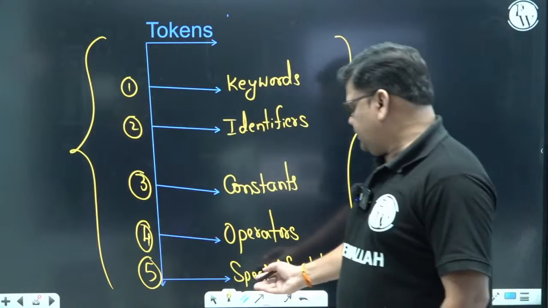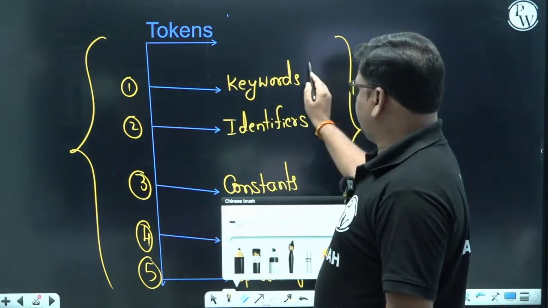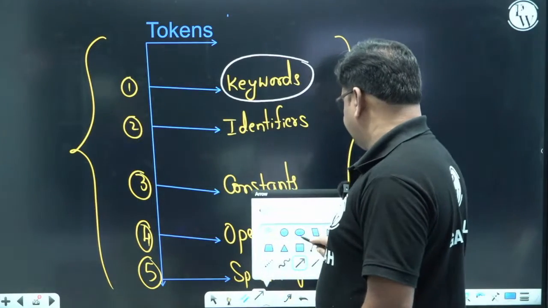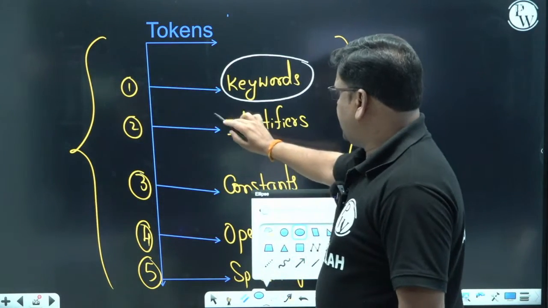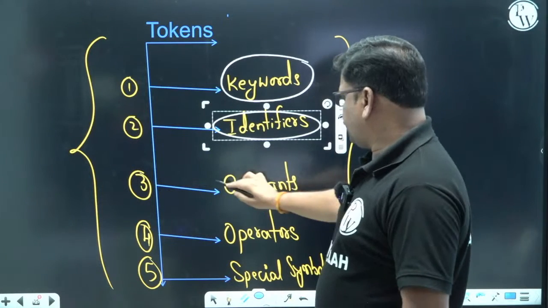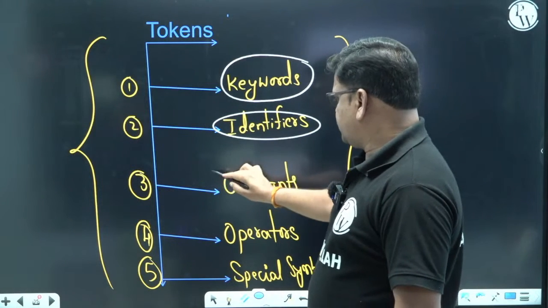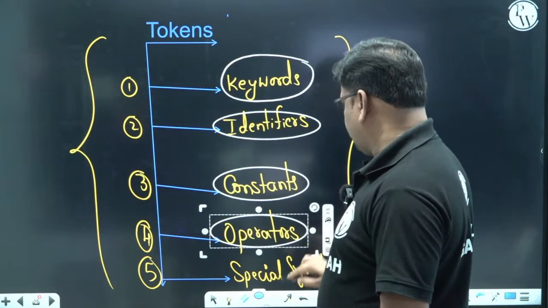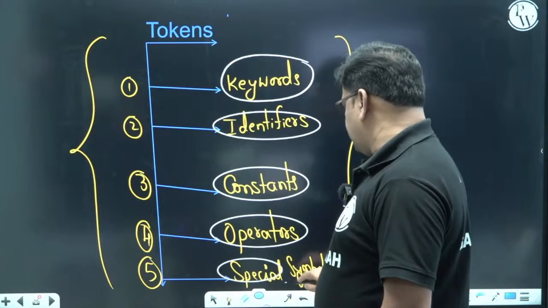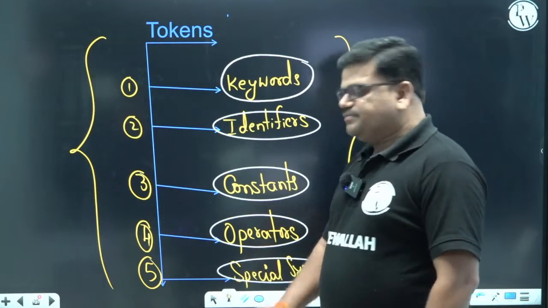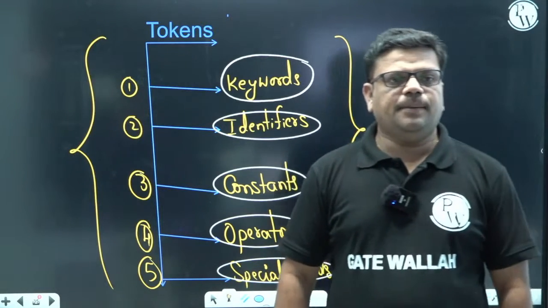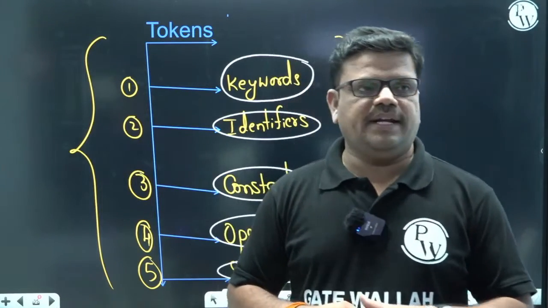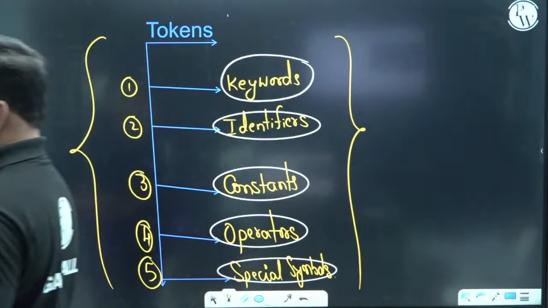So these are normally called tokens. Keywords are some of the tokens. Identifiers are some type of tokens. Constants are some type of tokens. Operators are some type of tokens. Special symbols are some type of tokens. So in any programming language, these 5 things are normally called tokens.